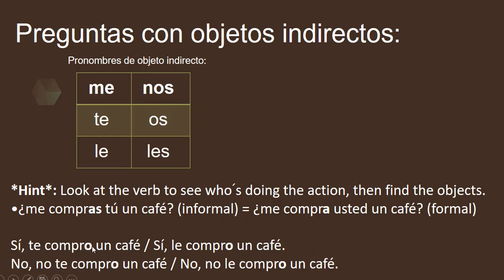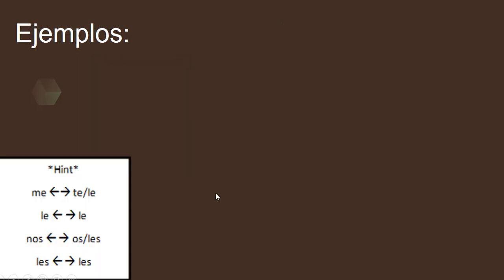No, no te compro un café. This is exactly the same, just with a no in front of it. Ejemplos. So remember, let's see. If I am saying, do you do this for me? Yes, I'll do this for you, te, or you formal, le. What if we're talking, can you do this for her, le, or for him, le? Yes, the answer is going to have, yes, I'll do this for him or for her. It doesn't change. And the answer, you're going to find the same pronoun. This is little tricks. I'll show you some examples in a second.